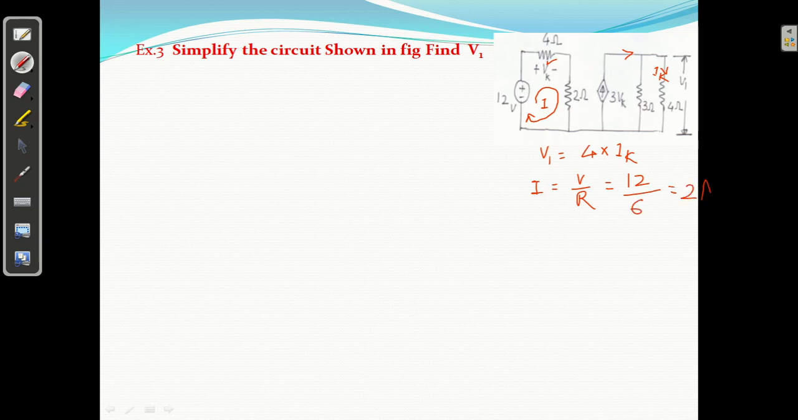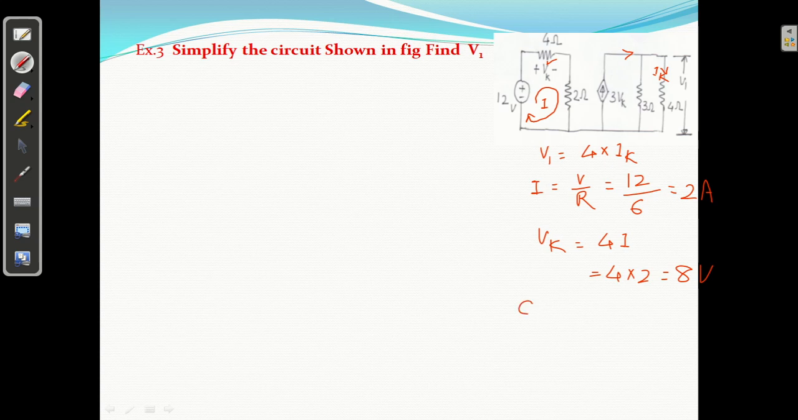So I am getting 2 ampere, right? 12 upon 6, that is 2 ampere I am getting. So what is the value of Vk? Vk equal to 4 into I, 4 into 2, 8 volt. I am getting 8 volt.